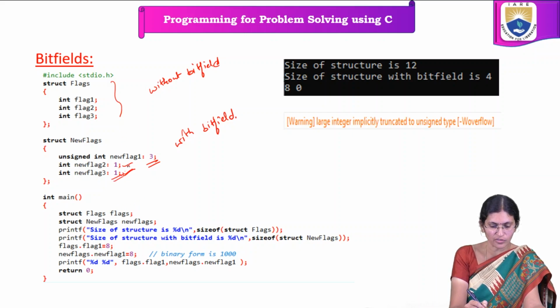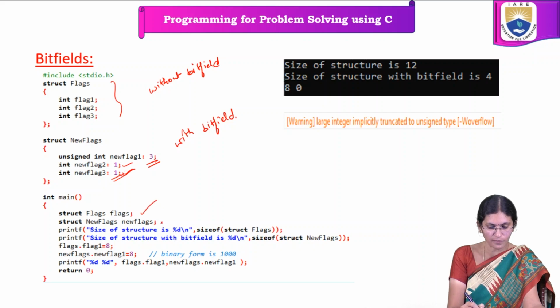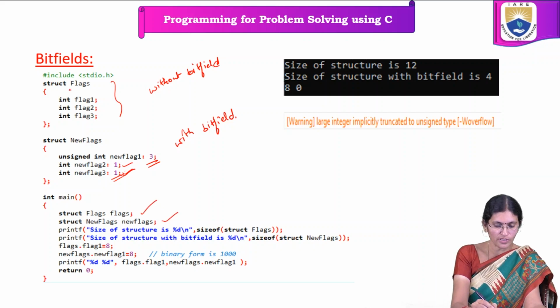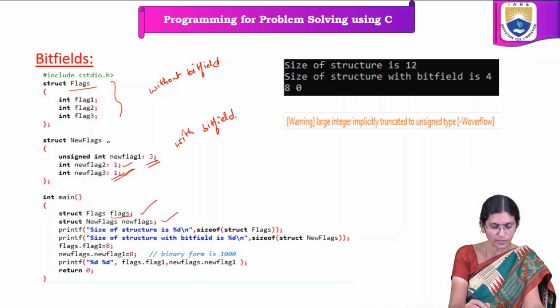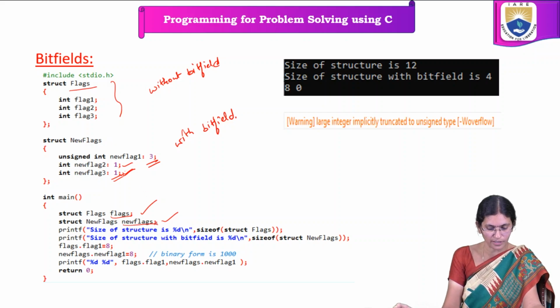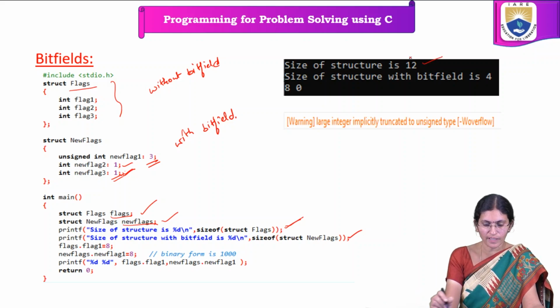So we have two structure definitions, and we have declared variables for the two structures. For this structure, flags is the variable, and for this structure, new flags is the variable name. Now we are printing the size in order to determine the size of each structure. The size of the regular structure is 12 because it has 3 integer members. The size of each integer member is 4, so 4 into 3 is equal to 12.